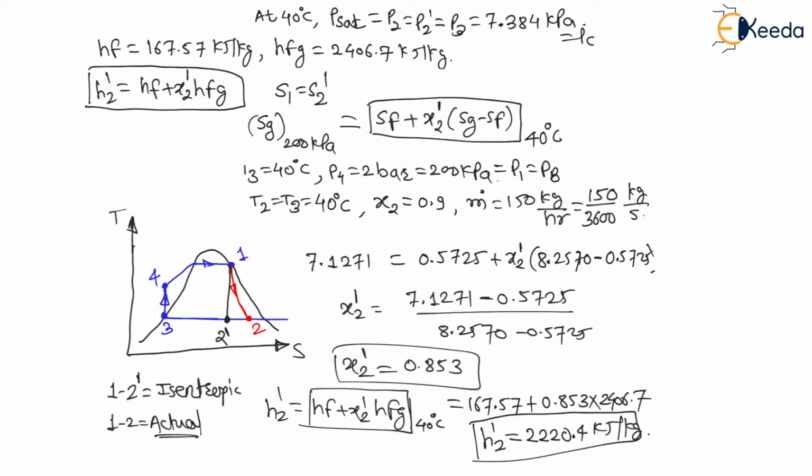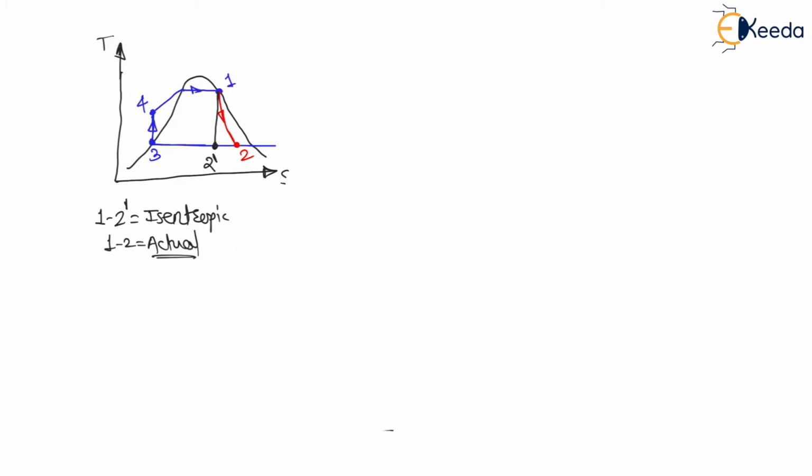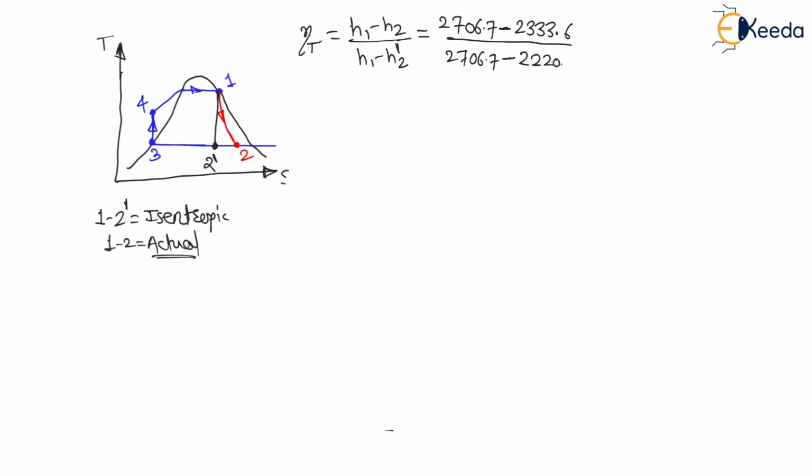Here we have calculated H2 dash, and we have calculated H1 as well as H2. So let us put all these values in the efficiency of turbine formula. Efficiency of turbine is nothing but H1 minus H2 divided by H1 minus H2 dash. H1 is 2706.7 minus H2, which is 2333.6, divided by H1, 2706.7, minus H2 dash, which we have calculated as 2220.4.